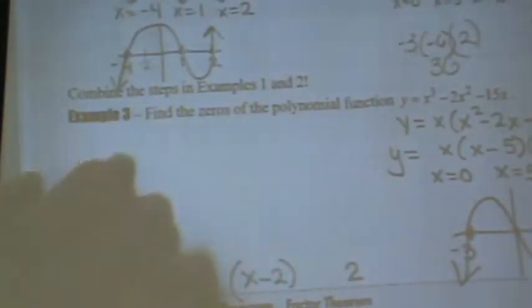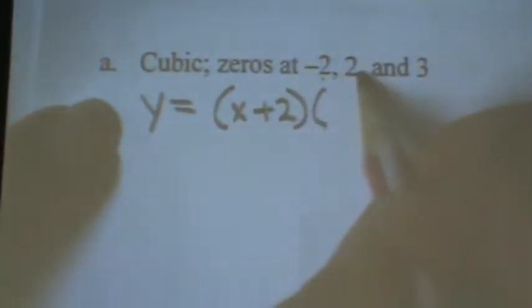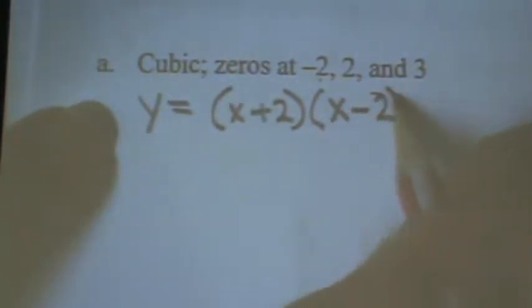Easy? Yep. So now, I'm gonna give you exactly what we just did. If you have a cubic function and I give you the 3 zeros, how would I write this in factored form? And don't forget writing y or f of x. What would you write? How would you write the negative 2 one? x plus 2. How about this one? x minus 2. And how about this one?